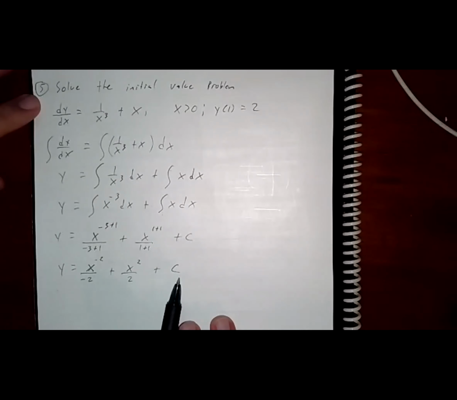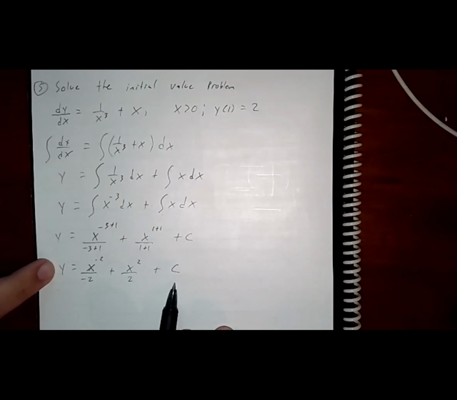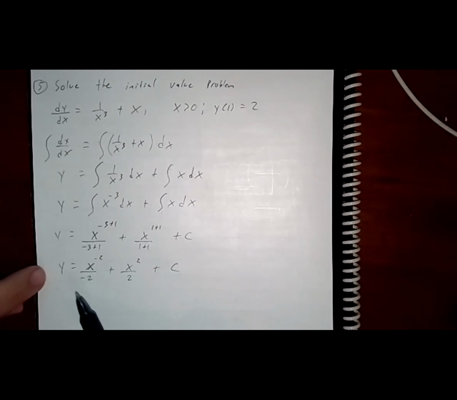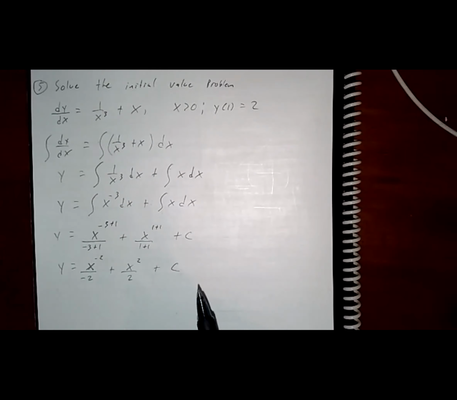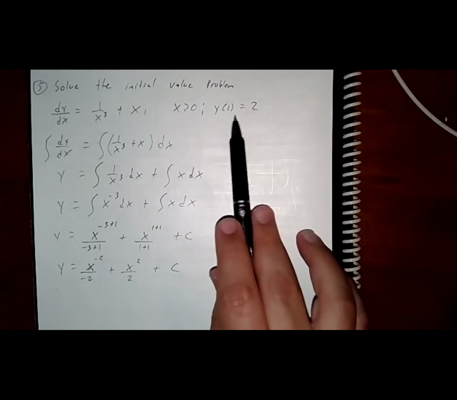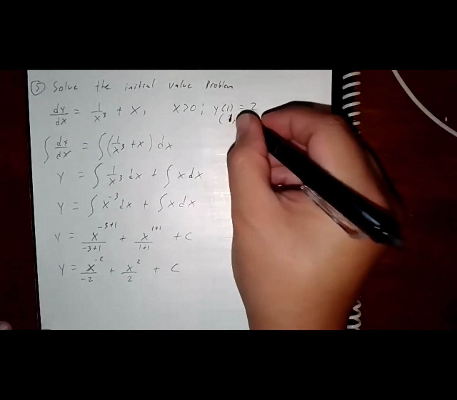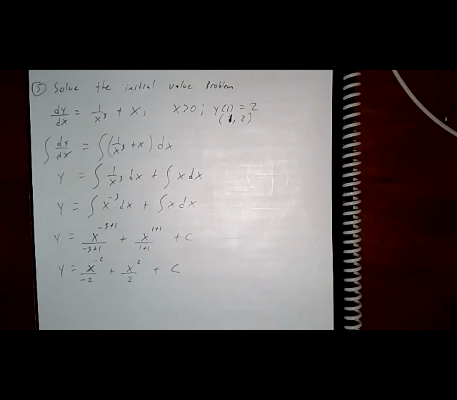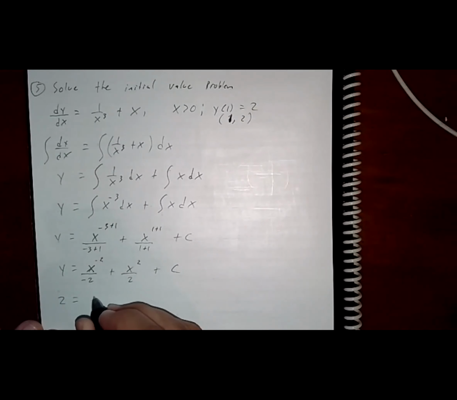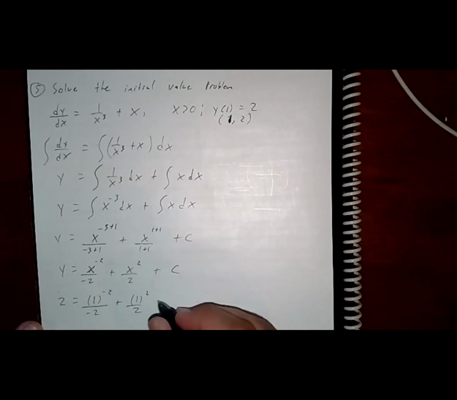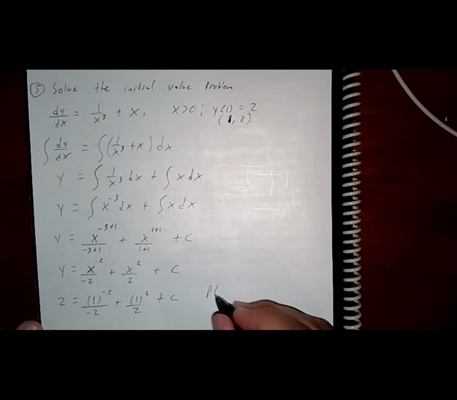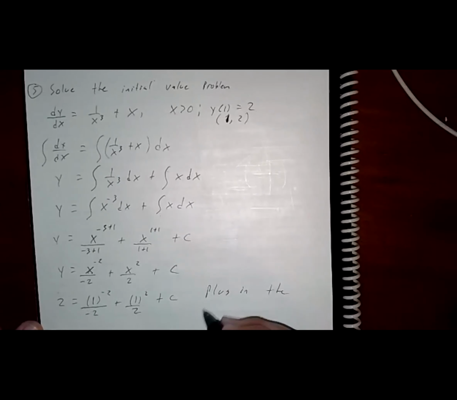So we need to find the c. So here's the solution to the differential equation. Plug this in, because remember, this is just a point, right? This is the same as saying 1 comma 2. We plug in 1 and get a 2, meaning that y is 2 and x is 1. So right here, plug in the initial condition.